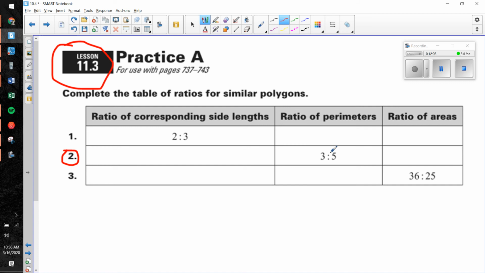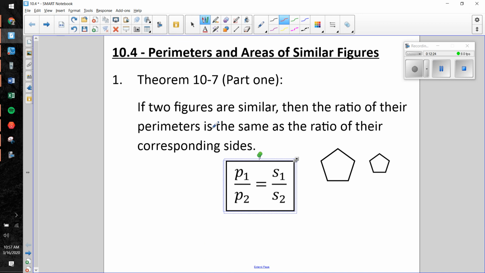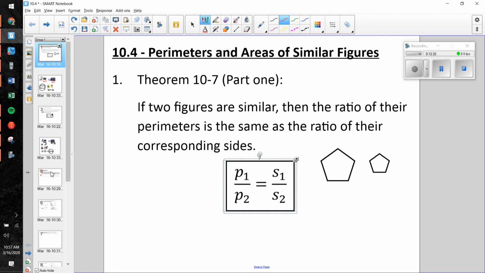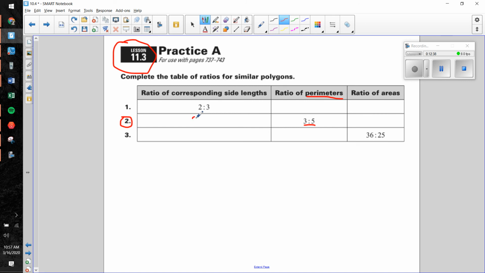You'll notice in this one, guys, they gave you the ratio of the perimeters, which was 3 to 5. And we're supposed to come up with the ratio of the corresponding side lengths and the ratio of the areas. So if we want to know the ratio of side lengths, let's go back a couple of slides, everybody, to where it said that the ratio of your two corresponding side lengths is exactly equal to the ratio of the perimeters. They are one and the same. So if the ratio of our perimeters is 3 to 5, the ratio of our corresponding side lengths has to be exactly the same, 3 to 5.